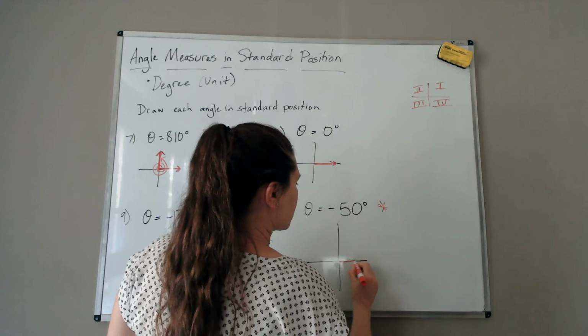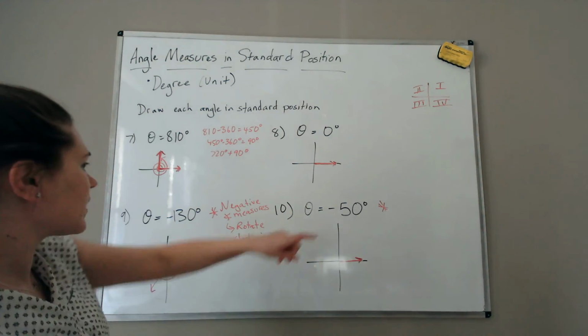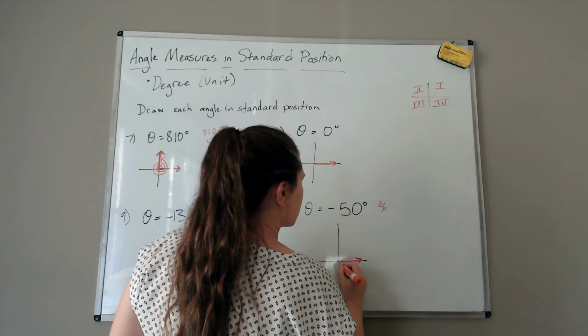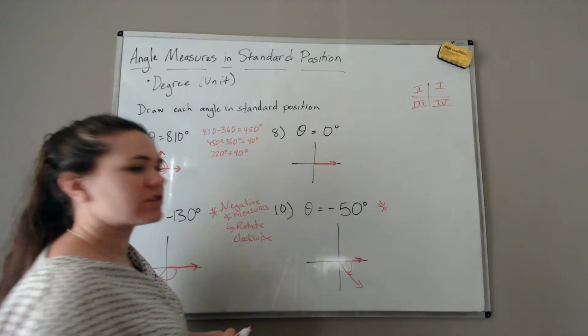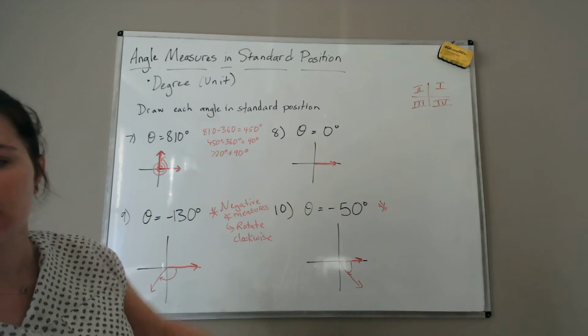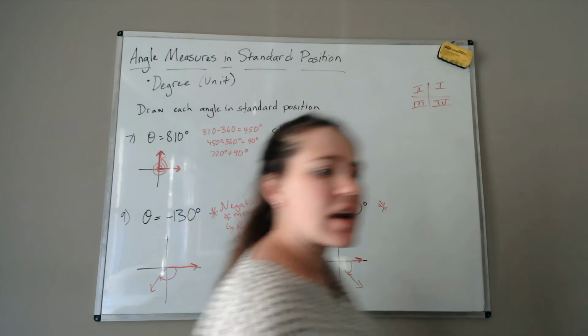So we start here. Okay, if you want to practice this one on your own, you might pause it and then play it. I'm going to travel clockwise 50 degrees. Okay, and then I'm going to lay my terminal side down. So this one ends up in quadrant 4. If this was just positive 50 degrees, I would be in quadrant 1. Okay, so that's it for just drawing an angle in standard position.